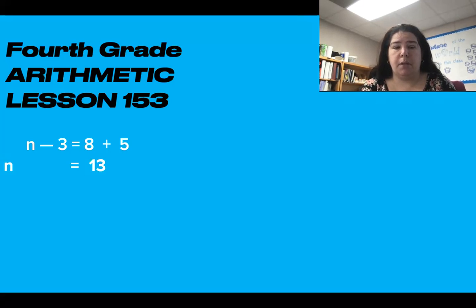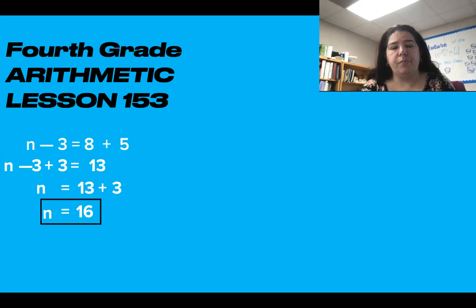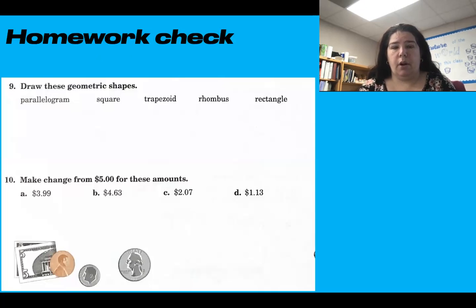N minus 3 plus 3. And what you do to one side, you do to the other. So 13 plus 3 is 16, n equals 16. Rewrite the problem to check. Everywhere you see the n, you put 16. 8 plus 5 is 13, and 16 minus 3 equals 13. Very good.